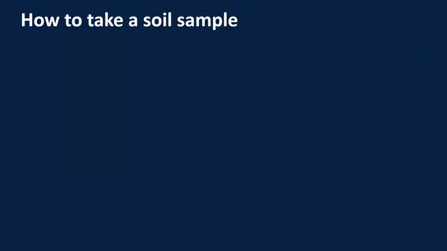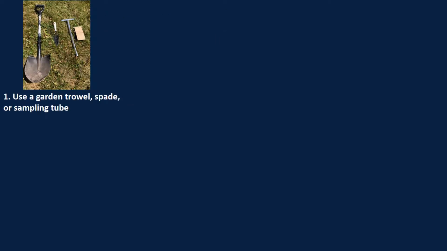Alright, now the next step is we need to learn how to take an appropriate sample. So with this, we need some tools. We're going to get the garden trowel, the shovel, the spade, or we can use the sampling tube, depending on which of these 3 items we want to use. A lot of times I use sampling tubes because I sample a lot, but you can find these in some of your garden stores or hardware stores.